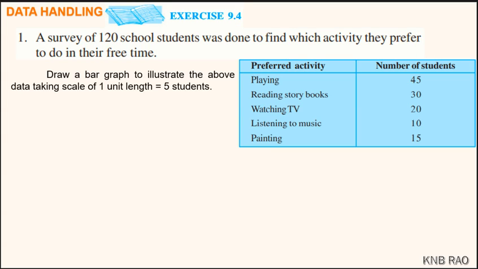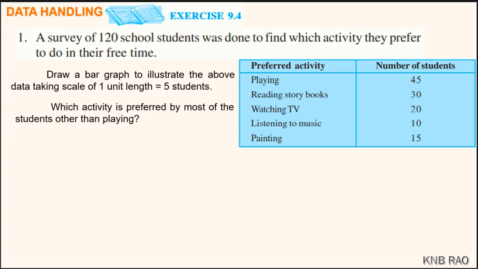table showing preferred activities and the number of students who like to do them. 45 students like playing, 30 students like reading storybooks, 20 students want to watch TV, 10 students say listening to music is their favorite, and 15 want to do painting in their free time. Now, which activity is preferred by most of the students other than playing? If someone asks you, reading storybooks will be the answer.